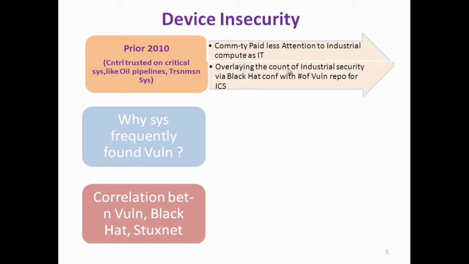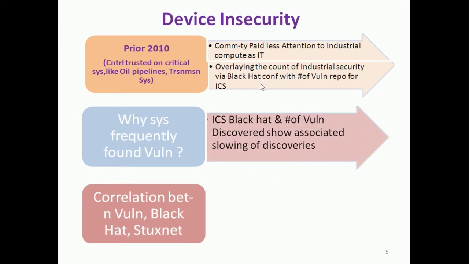Overlaying the count of industrial security talks at the Black Hat conference with the number of vulnerabilities reported for industrial control systems. So the Black Hat conference was held, and there the vulnerabilities were taken into attention. So why do these vulnerabilities appear so frequently in industrial control systems? Black Hat and the number of vulnerabilities discovered are associated with showing up discoveries. That is the correlation between Black Hat and Stuxnet related to the vulnerabilities.